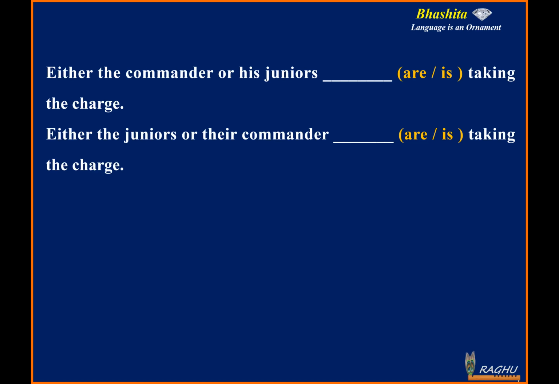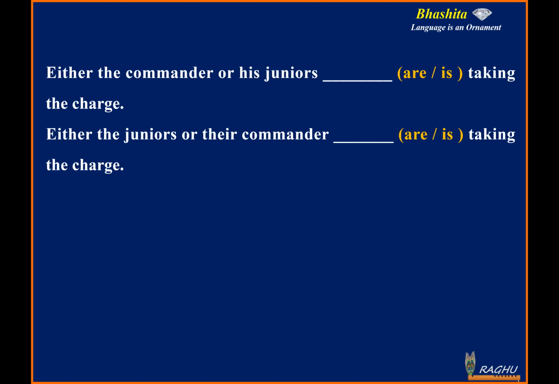But before we proceed to the rule, let us observe the change in the two sentences, my dear students. Can anyone guess what is the change you identified in these two sentences? What is the change? Let me explain. In both the sentences, two nouns are there. What are the two nouns we can find? One is commander, second one is juniors. And commander is a singular noun, juniors is a plural noun. That is one change we can identify.